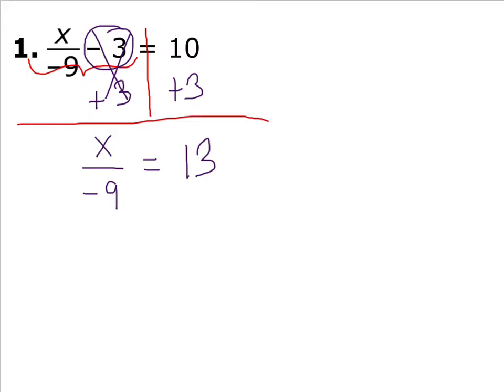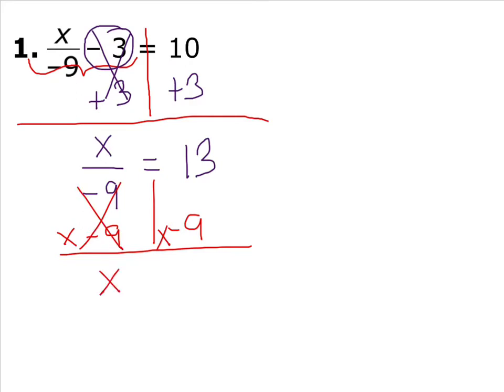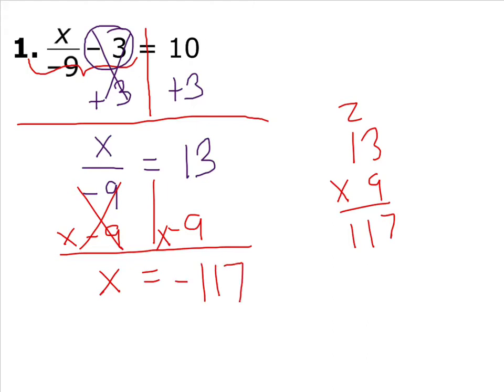Now, I'm going to draw my balance beam again. Now I need to get rid of this. Remember, this x over negative 9 means x divided by negative 9, so I need to multiply times my negative 9 on both sides. So let's cancel out my negative 9's there, which leaves me with x equals 13 times negative 9, which is going to be, I really don't know. Let's look. 3 times 9 is 27. 9 times 1 is 9, plus 2 is 11. And since my signs were different over here, remember it's going to be negative 117. And that's my answer right there.